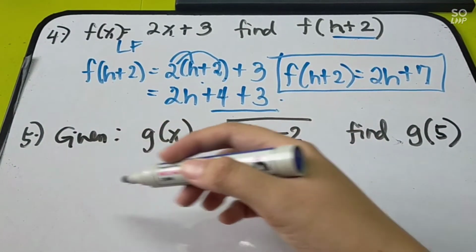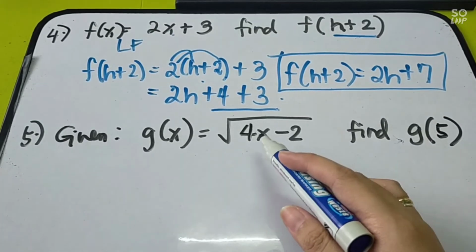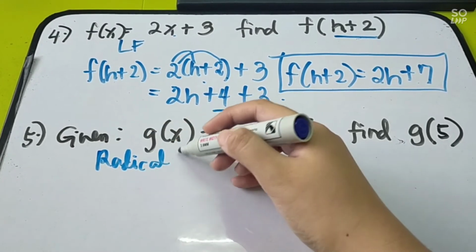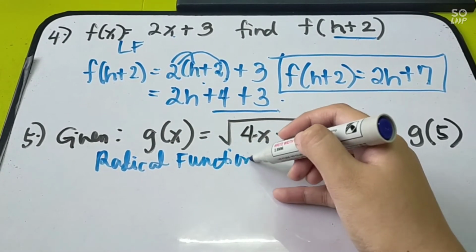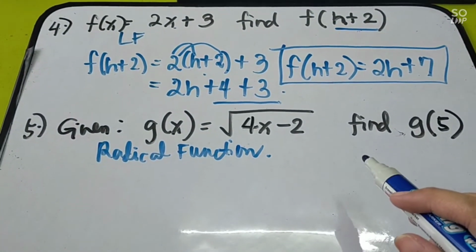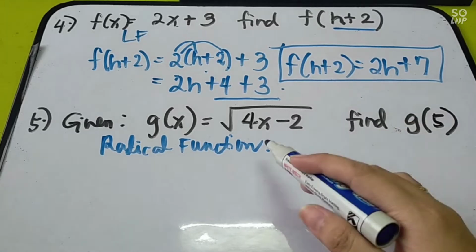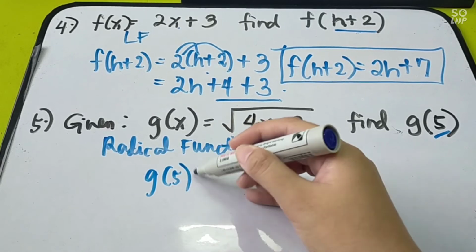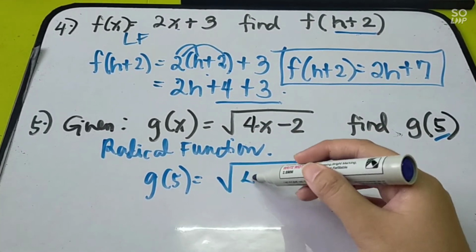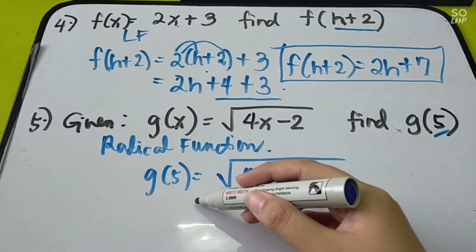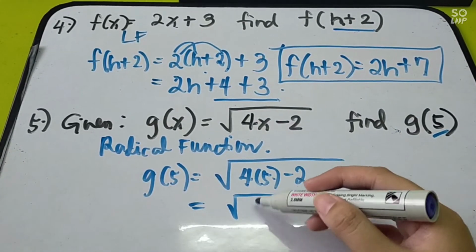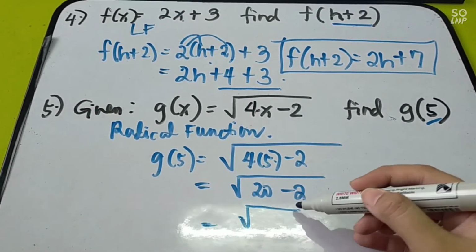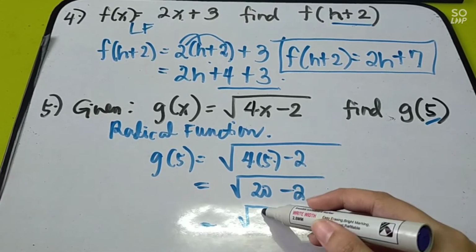Next tayo, number 5. G of x equals to the square root of 4x minus 2. So, ang tawag naman dito ay radical function. Okay? So, we have radical function. So, if we have a radical sign, ganun pa rin, substitution pa rin. Yun nga lang, may radical sign tayo. So, yung x gagawin natin 5. So, you have g of 5 is equal to the square root of 4 multiplied by 5 minus 2. So, it is equal to the square root of 4 times 5, we have here 20 minus 2.